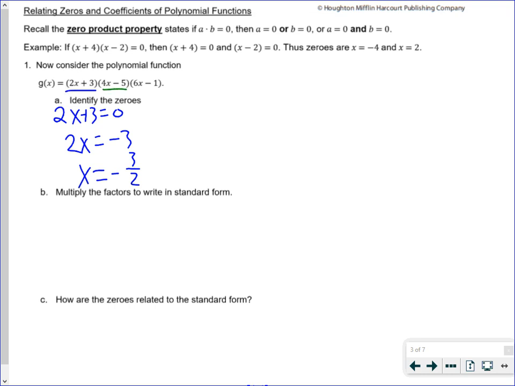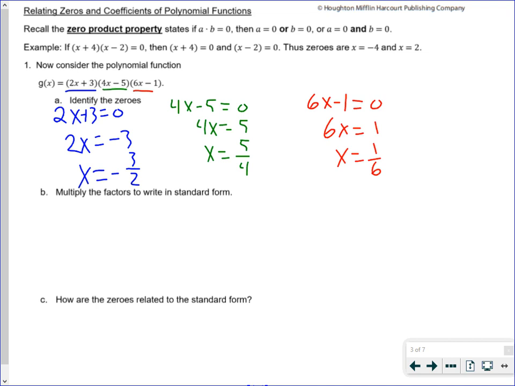We're going to do some simple math really quickly. 4x minus 5 equals 0. 4x equals 5, x equals 5 all over 4. And lastly, 6x minus 1, set that to 0. And when you do, you get x equals 1/6. So following the zero product property rule, we just set each factor equal to 0, solve for x, and we get our zeros or our solutions, roots, x-intercepts, whatever you want to call it. They're all the same thing. You get them to be -3/2, 5/4, and 1/6.